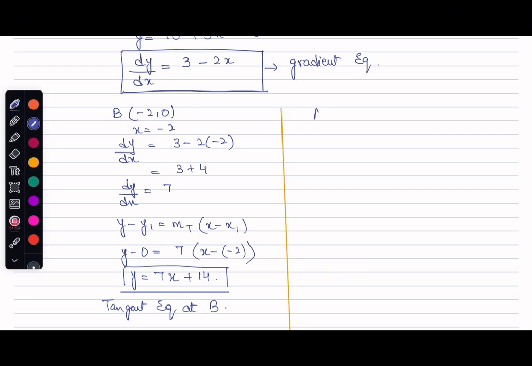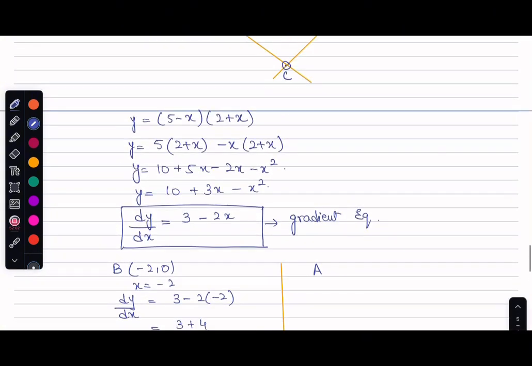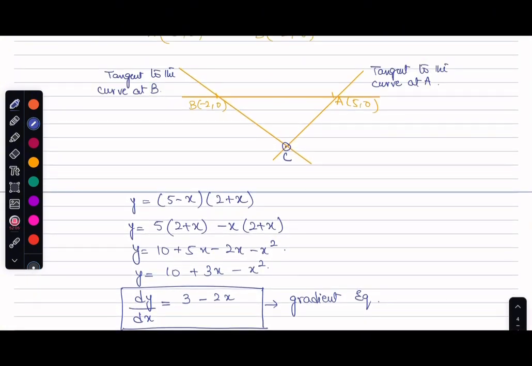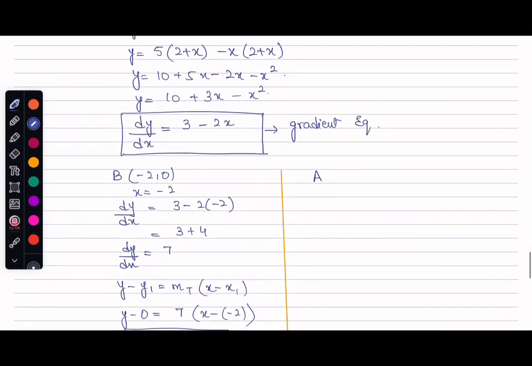In the same manner, I should be having the tangent equation at A. A has the coordinates 5 comma 0, and we have the differential equation also. Our differential equation dy by dx is 3 minus 2x. I can just substitute x as 5 in my differential equation to get the gradient value. So dy by dx then shall be equal to 3 minus 2 times 5, or 3 minus 10, so the gradient value here becomes negative 7.